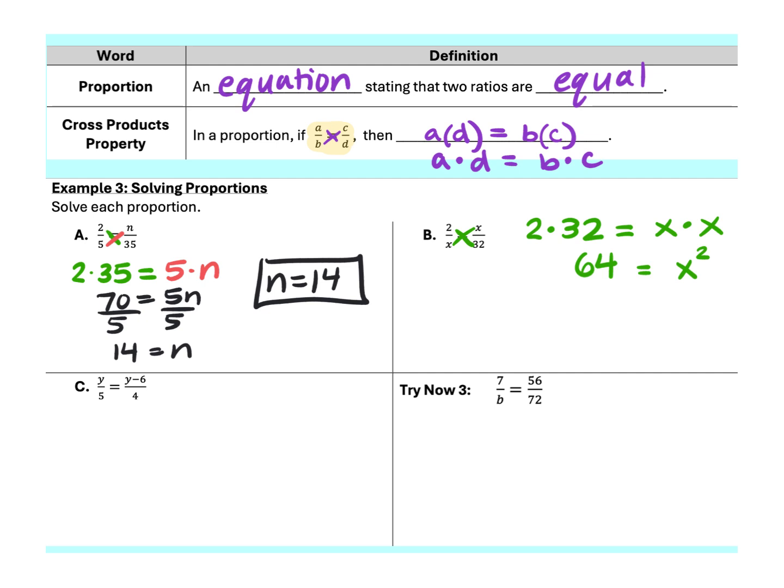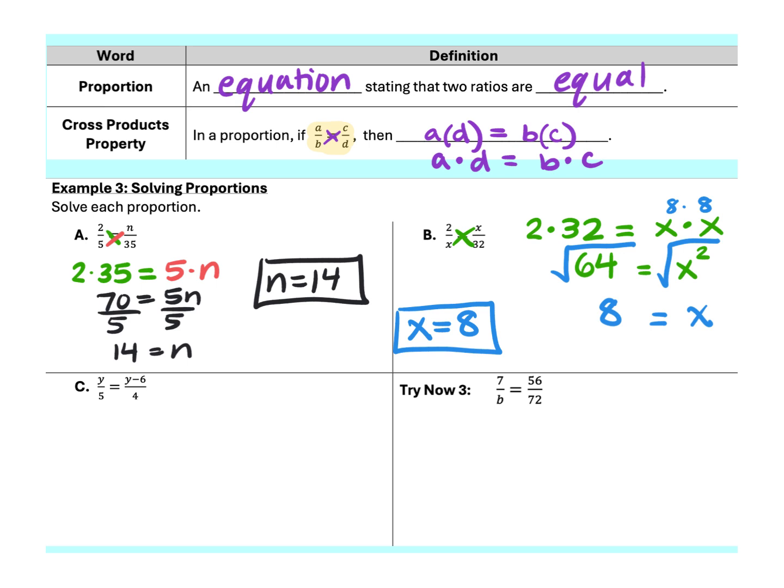And if x to the second power is equal to 64, remember that we can undo a squared by taking a square root, just like we did with the Pythagorean theorem. So if I square root each side, the square root cancels out the squared, and we get 8. So x is equal to 8. And then if we check our answer, 8 times 8 is 64, and 2 times 32 is also 64.